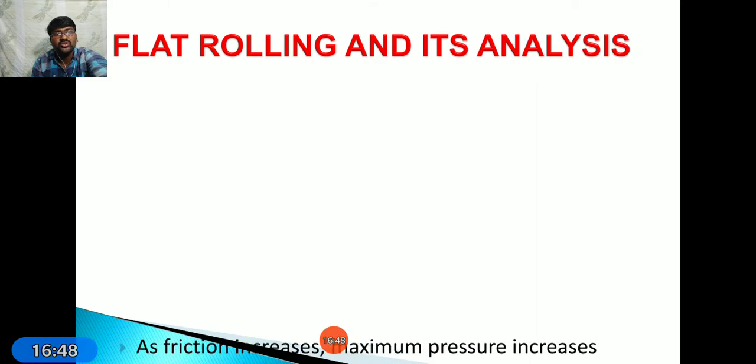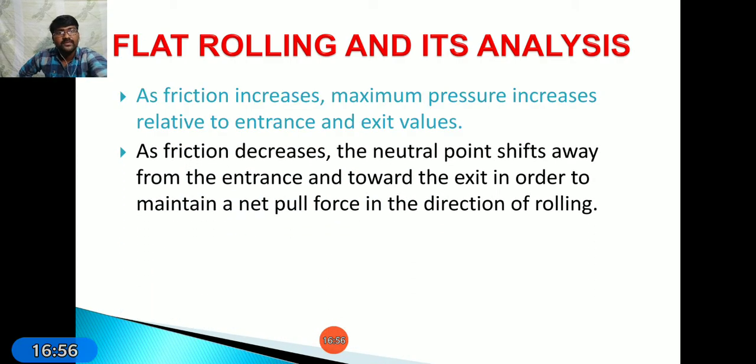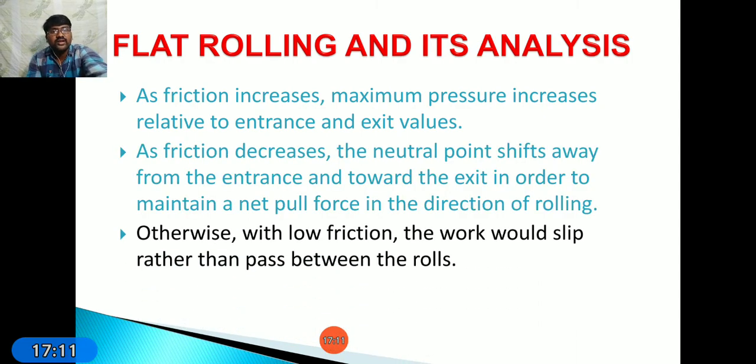At that point no slippage will occur. As friction increases, the maximum pressure increases relative to the entrance and exit values. As friction decreases, the neutral point shifts away from the entrance and towards the exit, and we must maintain the net pull force in the direction of rolling. Otherwise, with low friction, the work will slip rather than pass between the rolls.